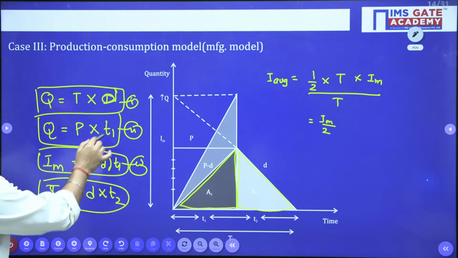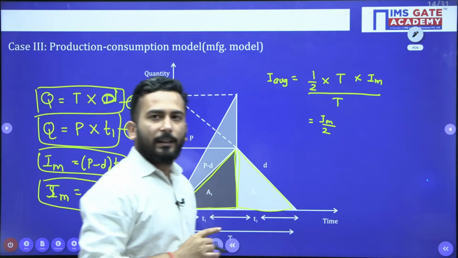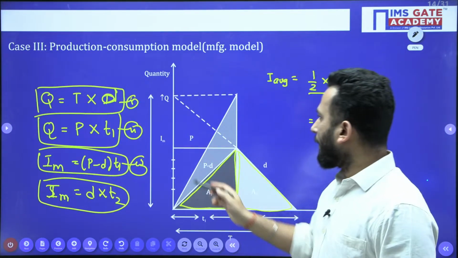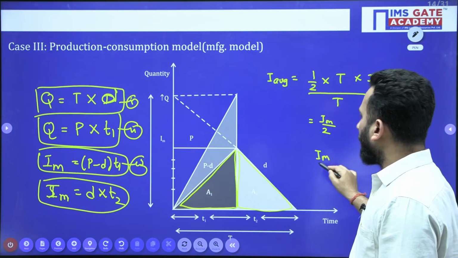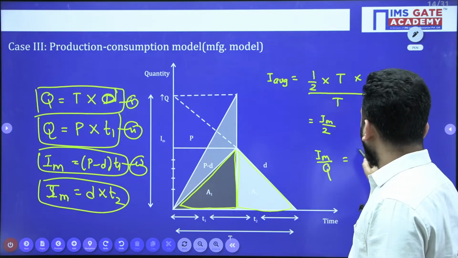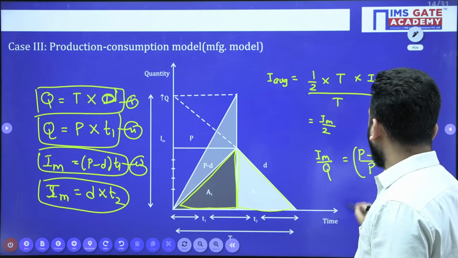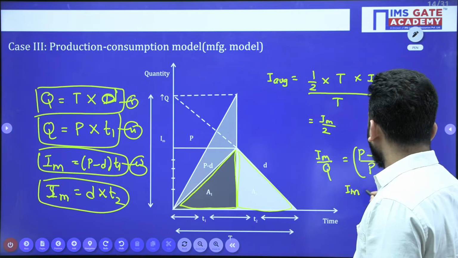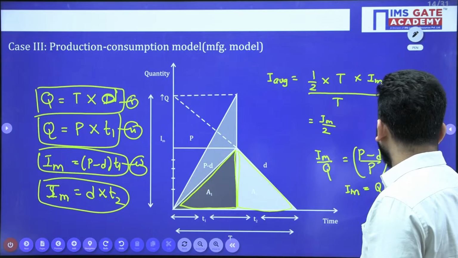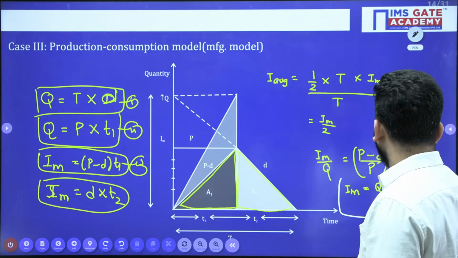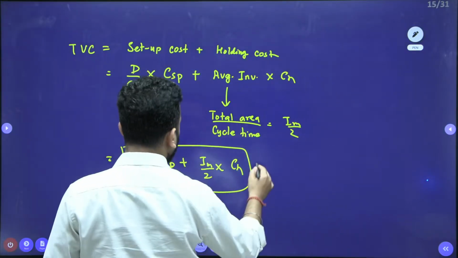See, over here, just check relationships 2 and 3. If I write Im by Q, it will be (P minus D) by P, and T1 gets cancelled. So Im is equal to Q into (1 minus D by P).